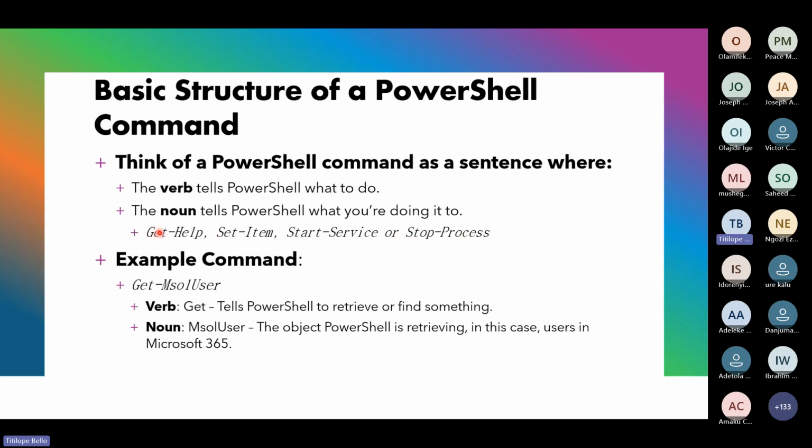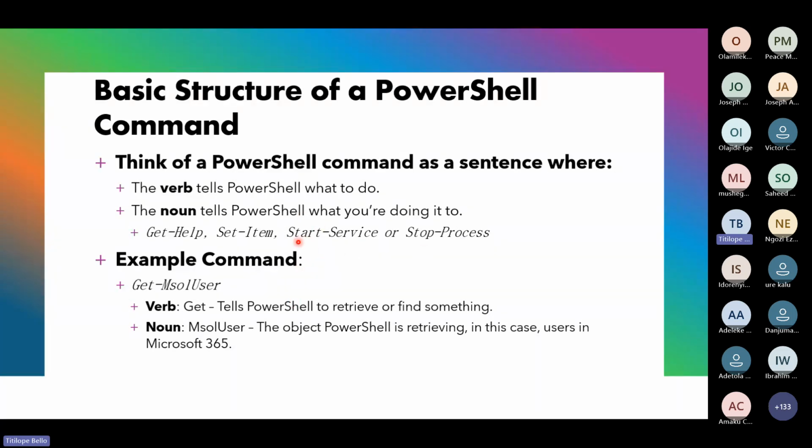You have get. The interpretation of get is to perform an action. Then get what? Get help. Set something, meaning to put some things together, to create something, or to form something. Then what are you setting? You want to set an item. You want to set an account. We'll get to see some of those examples.